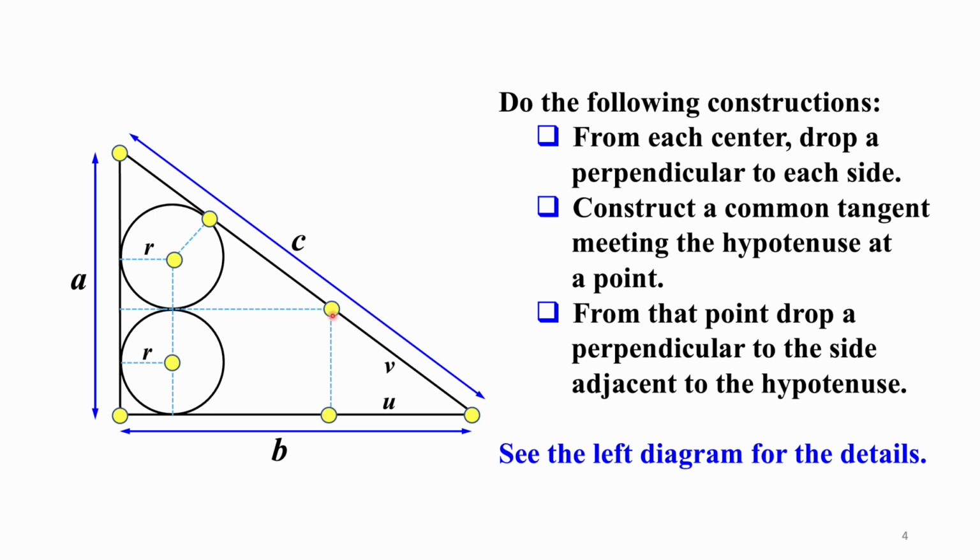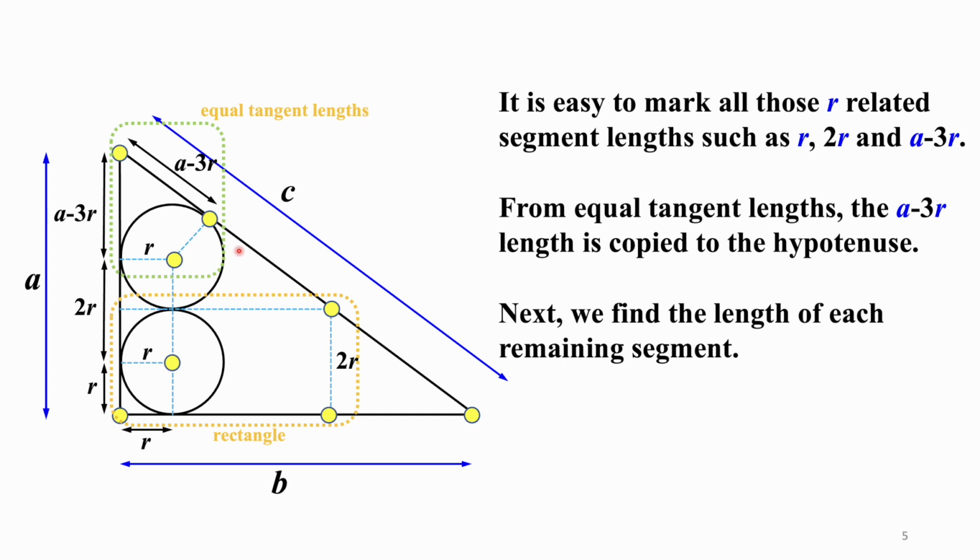So here we have a right triangle. This right triangle has a side length U and side length V. Both are unknown. So what we're going to do is find the length of U and V, and then later find the length of this one. We are done.